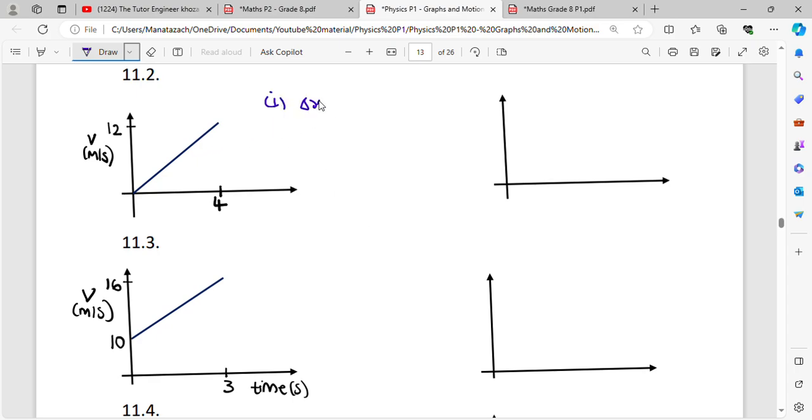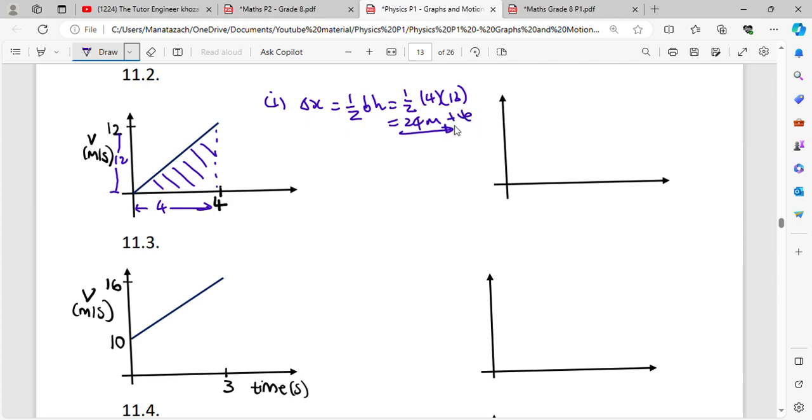The displacement is the area under this graph, which we see is a triangle. So we'll have half base times height. The base is 4 and the height is 12 meters per second. So here you'll have half base, which is 4, height is 12. So half times 4 times 12 is 24 meters in the positive direction.